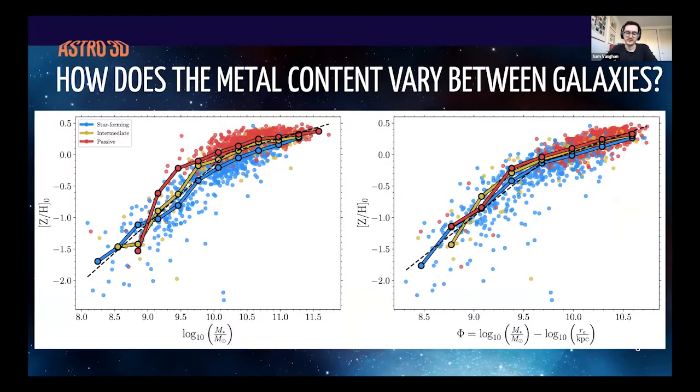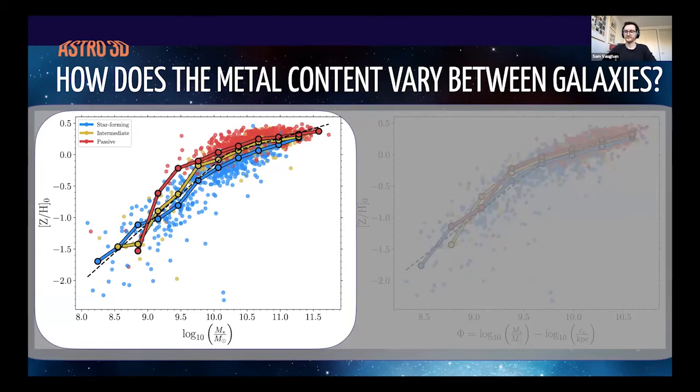So if we take the panel on the left to begin with, what I'm showing here is the metallicity at the very center of the galaxy, so at R equals 0, and I'm plotting that against the stellar mass. And this plot has been made many times. This is a well-known result.